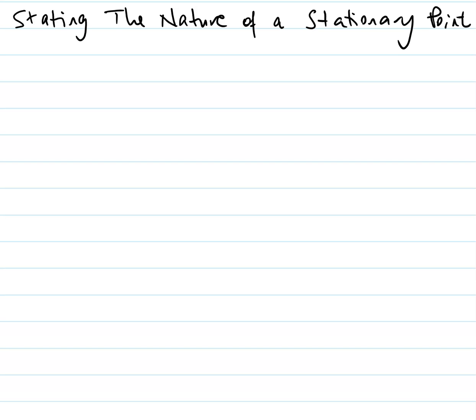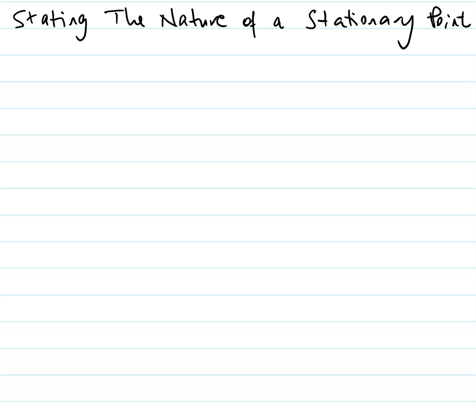Hi everyone, this is a video about stating the nature of a stationary point. So we've already looked at what a stationary point is. That's where a curve has no gradient, and that's usually between where a negative gradient turns into a positive gradient, so a turning point, or sometimes it can actually be between two gradients that are the same as each other. So a positive goes flat and then goes positive again, or perhaps a negative gradient goes flat and then becomes negative again. So that's what we call a point of inflection.